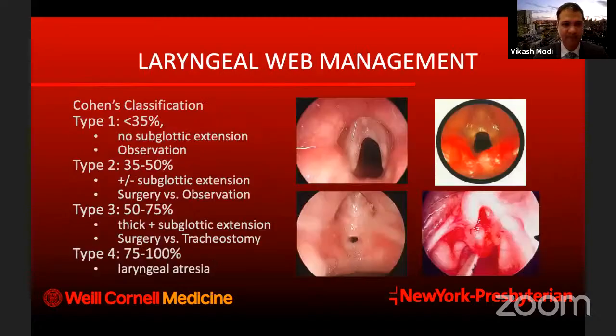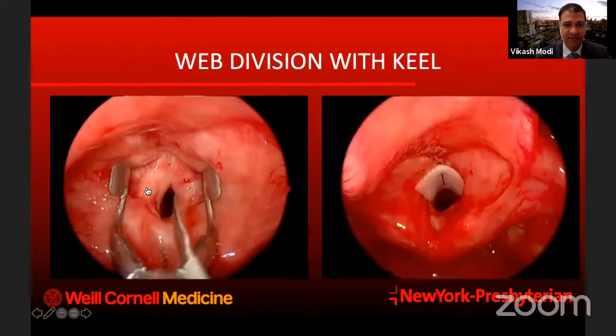It is associated with these 2 syndromes, so you want to get a genetics workup anytime you see a laryngeal web. And there are 4 types: type 1, less than 35%, type 2, 35 to 50%, type 3, 50 to 75, and a type 4 is oftentimes laryngeal atresia, incompatible with life. These kids will usually require an EXIT procedure to save their airway. Type 1s and type 2s oftentimes can be managed endoscopically, but once there is subglottic extension, you need to do an anterior graft.